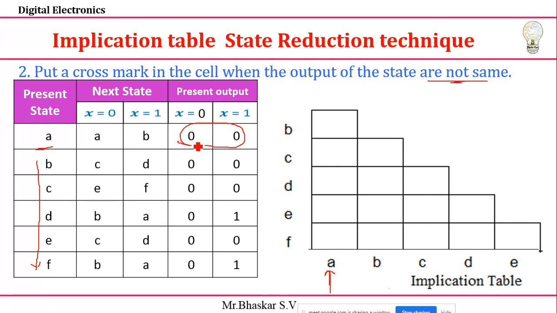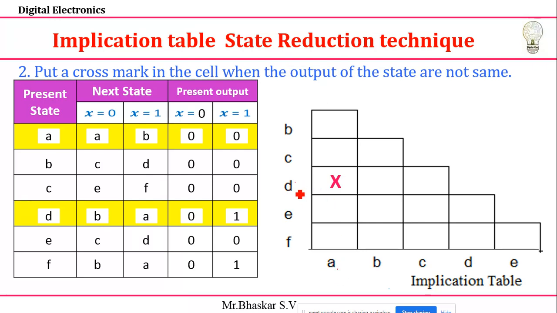Which states are not having the same outputs? D and F. So what you need to do is make one cross mark on the particular cell. So D and F. First I'm looking for A with respect to D. My outputs are not the same, 0 0 and 0 1. Then directly I'll make one cross mark for A with respect to D.